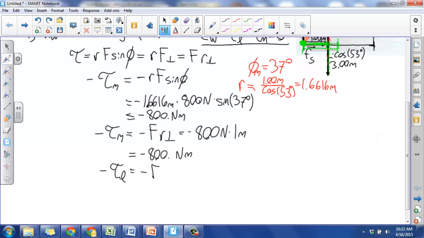This is equal to F R perpendicular, which is equal to minus the weight of the ladder times R perpendicular for the ladder, which is equal to negative 180 newtons times 1.5 meters. Negative 270 Newton meters.